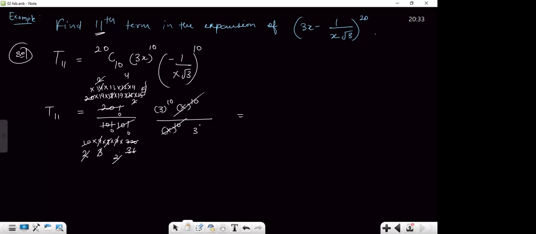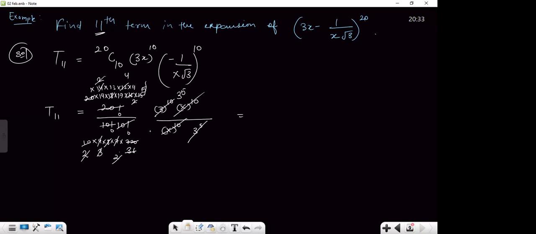3 raised to power 5. Okay, is there any multiple of 3 here? Yes, here is 3 raised to power 10. 3 raised to power 5 cancels 3 raised to power 10 by 3 raised to power 5. Is there anything else left? No, there's nothing left in the denominator, so no use of looking in the denominator.